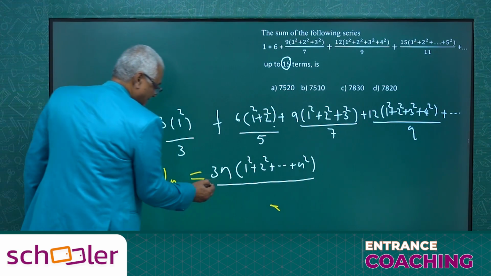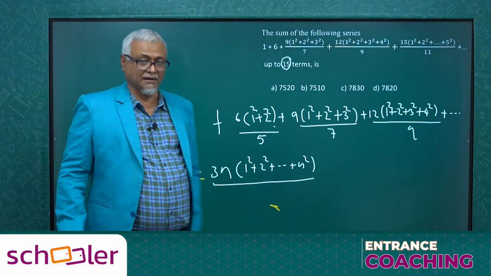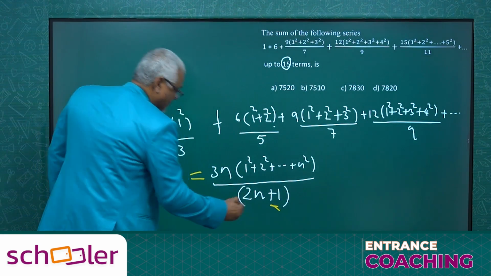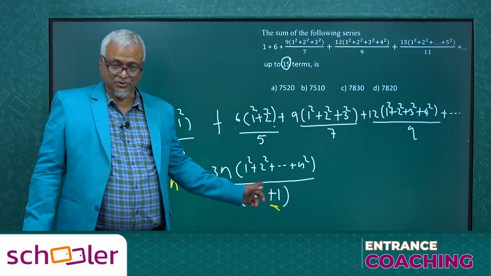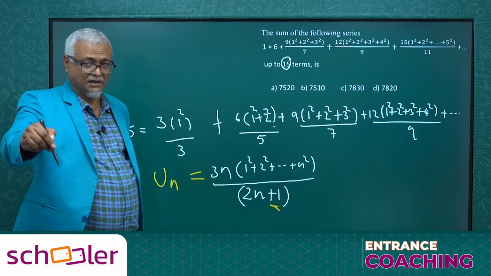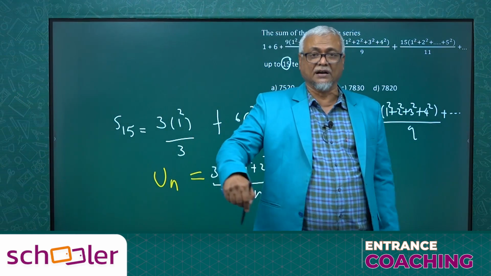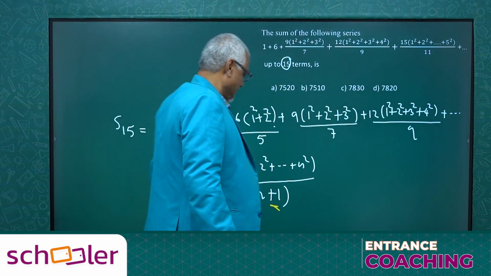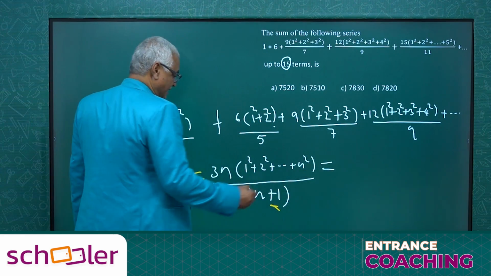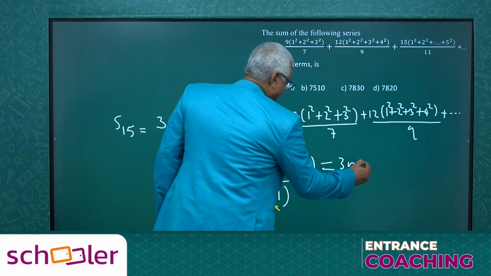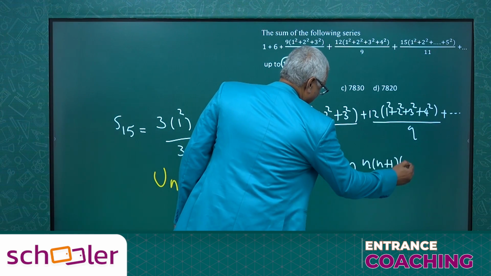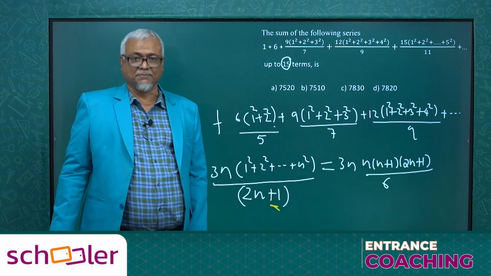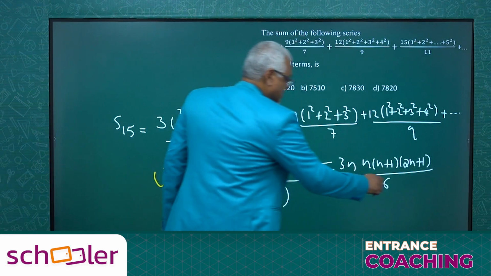And in the denominator, 3, 5, 7, 9 is an AP of odd numbers, but it is 2n plus 1, not 2n minus 1. Put n is equal to 1, it is 2 into 1 plus 1, which is 3. The first term is 3, so it is 2n plus 1. If the first term is 1, you have to write 2n minus 1. So 2n plus 1. And this can be simplified as 3n times n into n plus 1 into 2n plus 1 by 6, that is 1 square plus 2 square plus etc. plus n square, divided by 2n plus 1. So that comes here.